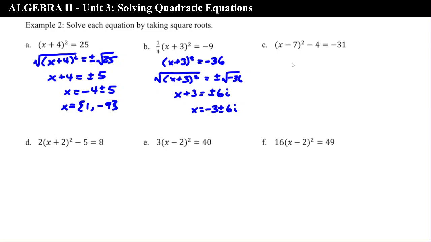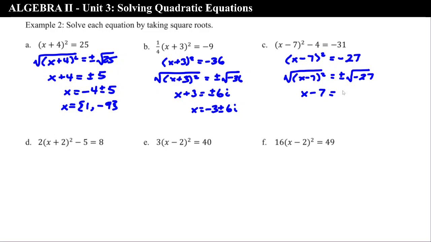All right, for the next one, let's add 4 to each side. So that's going to give us x minus 7, quantity squared, equals negative 27, when we add 4 to negative 31. So we're adding 4 to each side here. Then we're going to take the square root of each side, plus or minus the square root of negative 27. So we've got x minus 7 on the left-hand side.